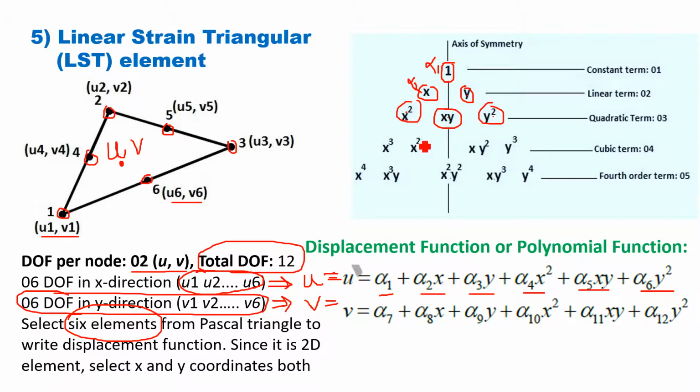So we have to select 6 elements from the Pascal triangle which are the same 6 elements, but of course the generalized coordinates multiplied to these 6 elements will be different. So v is equal to, instead of alpha 1 to alpha 6, now we will use alpha 7, alpha 8, alpha 9, alpha 10, alpha 11 and alpha 12. These elements from the Pascal triangle are the same, right? The generalized coordinates multiplied to them are different. Alpha 1 to alpha 6 for u, alpha 7 to alpha 12 for v. Right? This is LST, the linear strain triangle element.